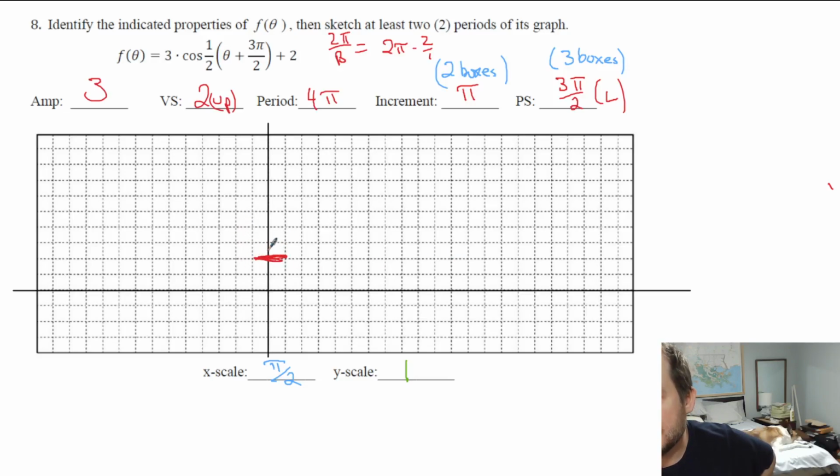From there, we're going 3 units up. That's going to be the max. That's going to be the min. And our graph's going to fit in there. We're going to phase shift 3 boxes left. So that's where this function starts. And it's a cosine function, so it should start at a max. Right there.